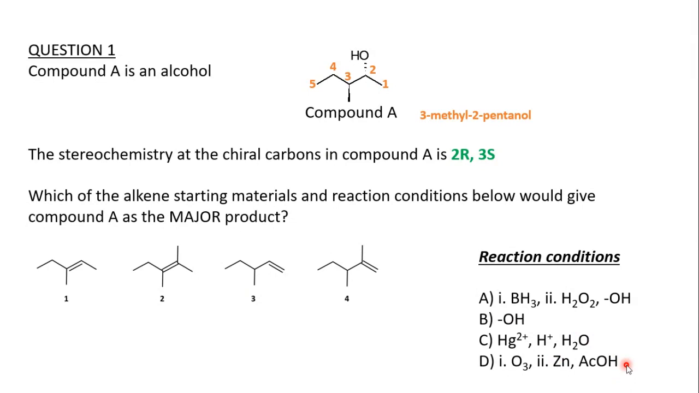And what about option D? We have O3, Zn, and AcOH. What do those do? Feel free to go ahead. Ozonolysis. And what is ozonolysis? What sort of transformation? Does it give us alcohols?